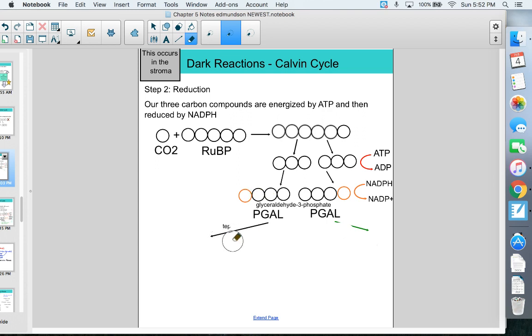It's going to be moving into a circle to replace my RuBP, but that's in step 3. And the other one, my 3 carbon compound with the placeholder, is going to be used to make glucose. Now, if you remember, glucose has 6 carbons. It's C6H12O6. Remember, we're not worrying about the other stuff.